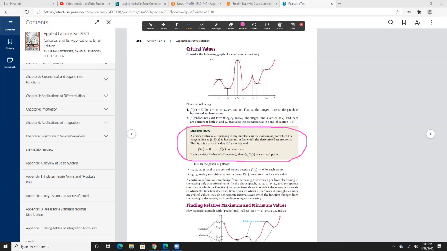That is, c is a critical value. That's the important part right here. c is a critical value if f of c exists and the derivative is 0 or it does not exist. And that value c, for which we have those situations, those are critical values.